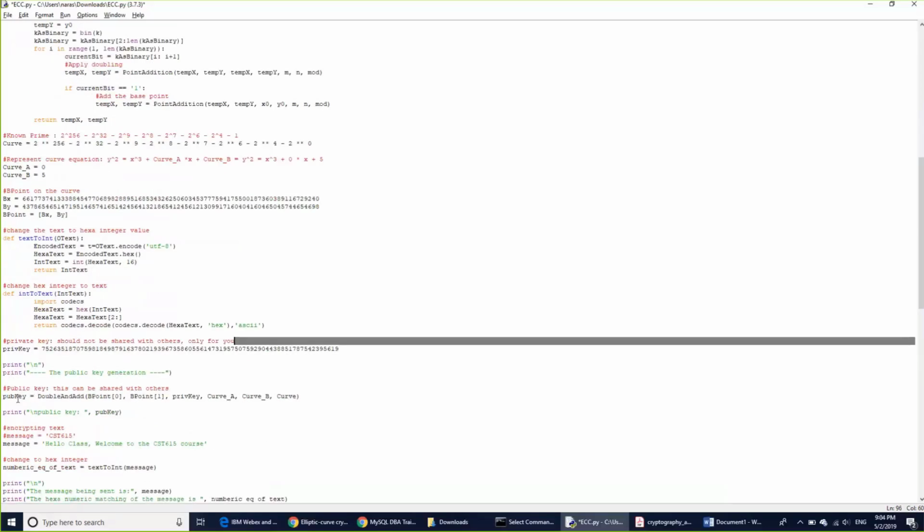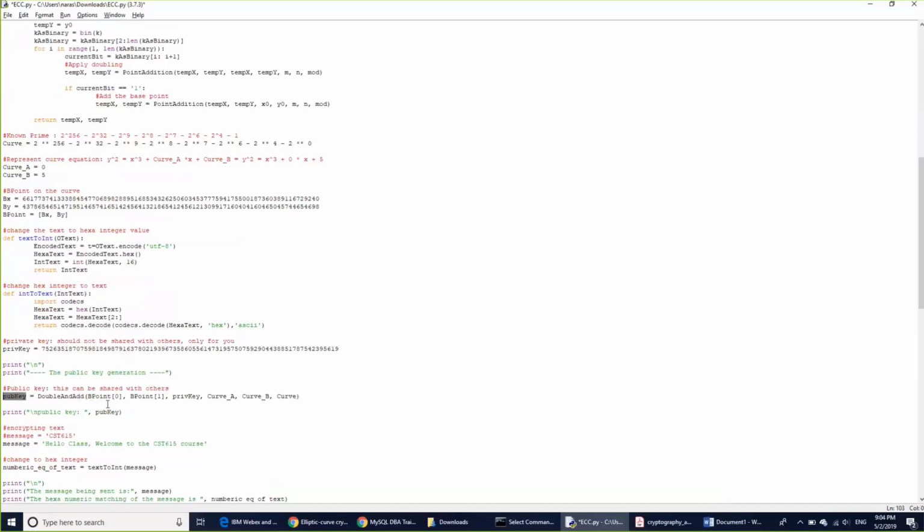And this is the public key generator. It calculates and generates a public key using the generator points here and the private key. And these are the curve points, the coordinate points on the curve. And this is the original message that we're going to send.